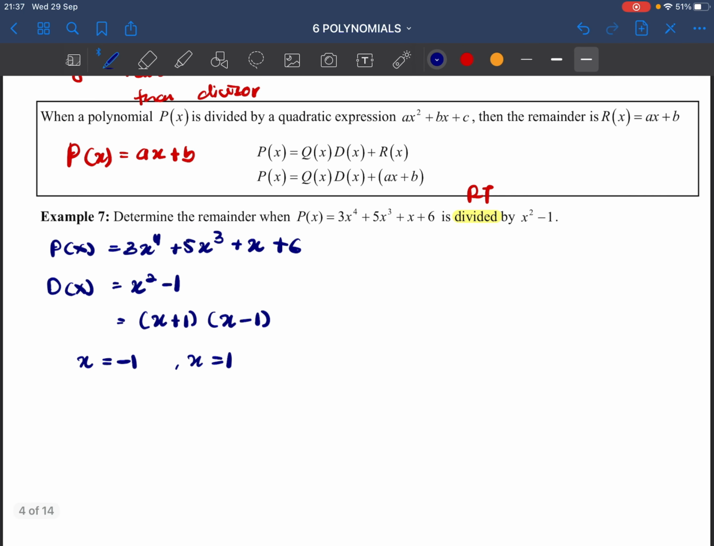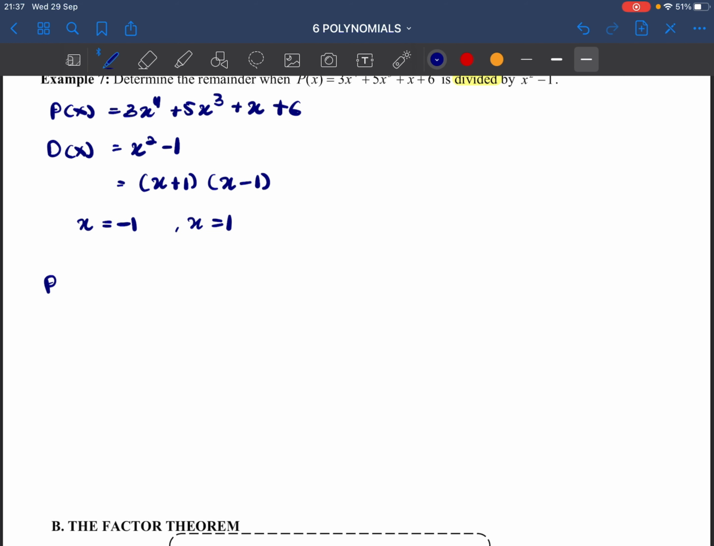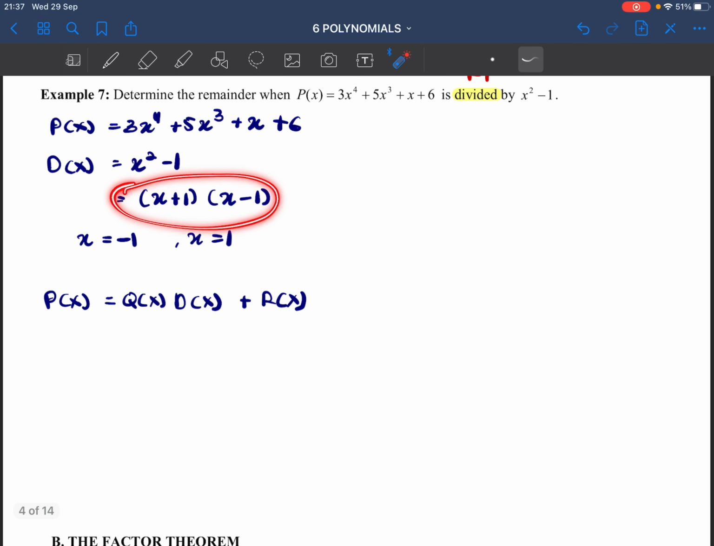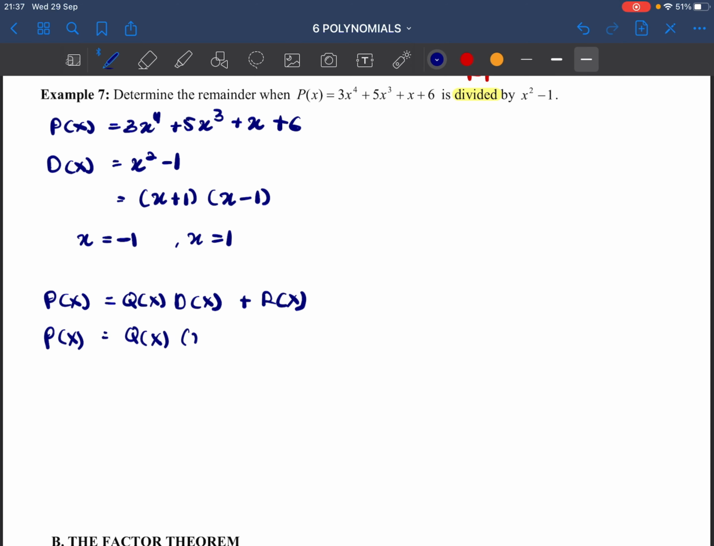Okay, so let's just start from here. We have our general expression there: P(x) equals Q(x) D(x) plus R(x). Okay, so now let's see our divisor. We know that this is our divisor, x squared minus 1. So we have P(x) equals Q(x) times (x plus 1)(x minus 1) plus R(x).